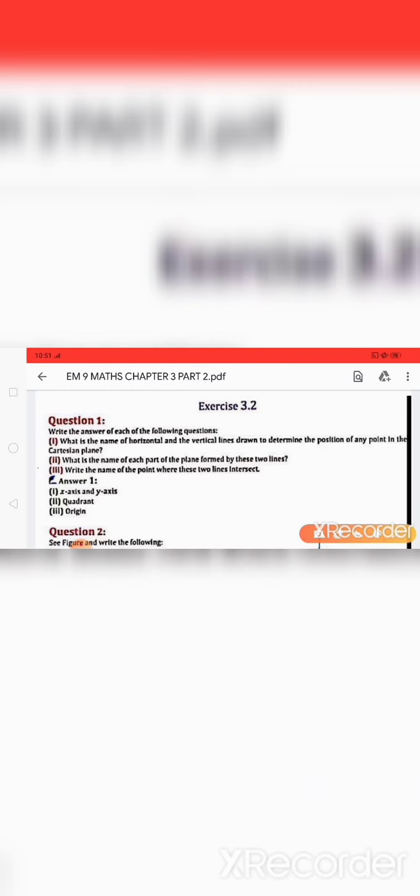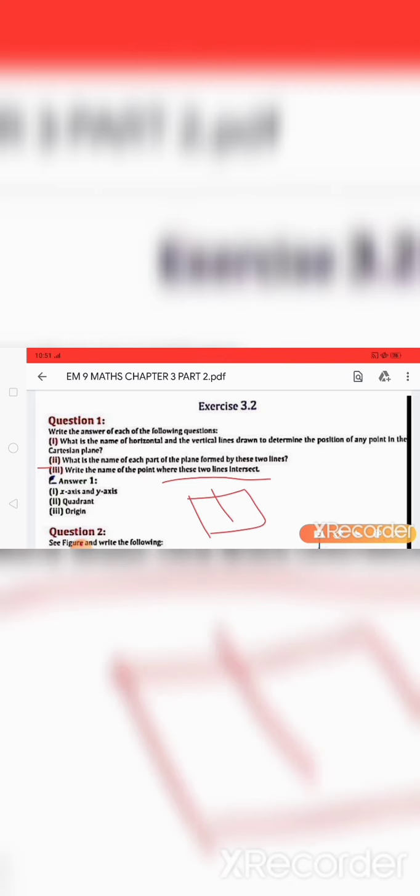Next, question number 3. Write the name of the point where these two lines intersect. These two lines intersect at the origin. So the answer to this question is: the point where these two lines intersect is the origin.